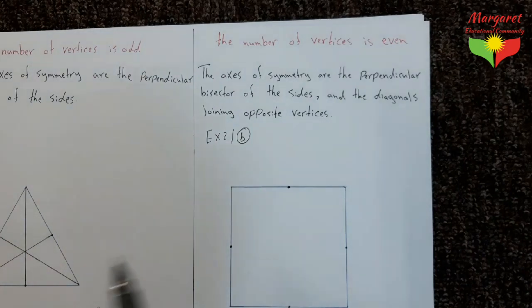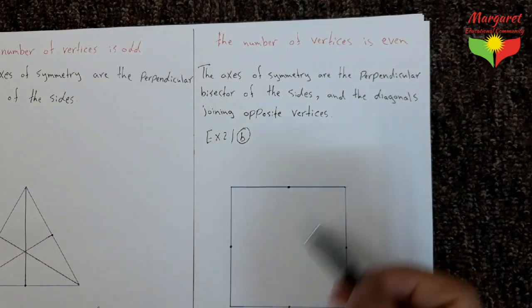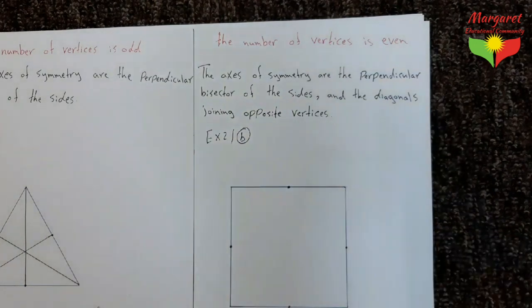We have 4 vertices and 4 is even. So we say that join the midpoints of opposite sides and join opposite vertices.